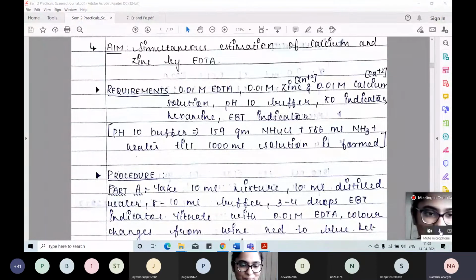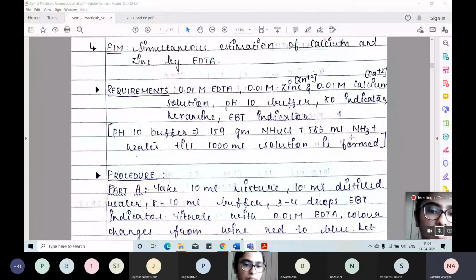So shall we continue with our scanned journal? We can continue with it. Okay, I guess my screen is properly visible to you all. So Archana, you may continue. Okay, so everyone, you can see this. This is how you will note the journal once the practical is done.